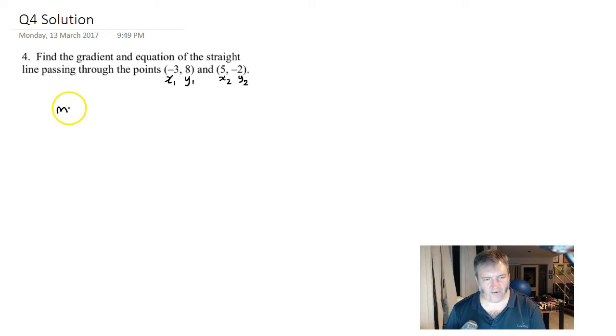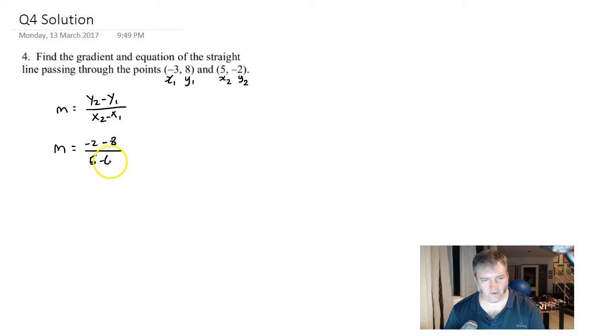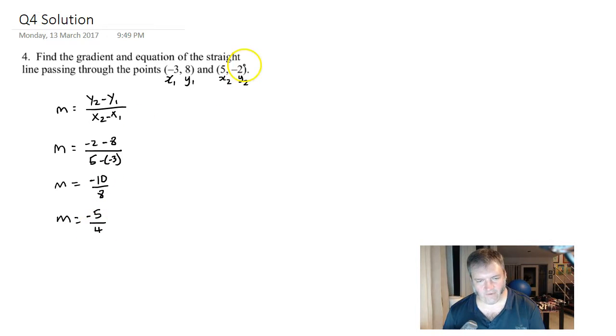So, first of all, my gradient, the difference in y coordinates divided by the difference in x coordinates. That, of course, gives me my rise, difference in y coordinates divided by my run, horizontal difference, difference in x coordinates. Filling in the blanks, -2, take away 8, divided by 5, take away -3. That means the gradient is -10 divided by 8, but we can make that look a little bit nicer by dividing top and bottom by 2 to get -5 over 4.